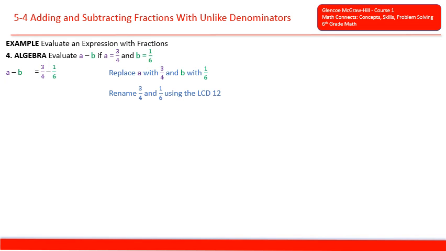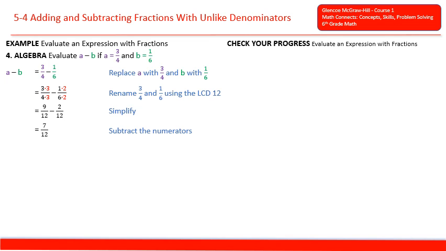Now we need to find the least common denominator. The least common denominator of 4 and 6 is 12. So in order to get 4 to 12, we need to multiply 4 times 3. And to get 6 to 12, we multiply 6 times 2. Whatever we do to the denominators, we do to the numerators. So we end up with 9/12 minus 2/12. And if we subtract the numerators, 9 minus 2 is 7, or 7/12.